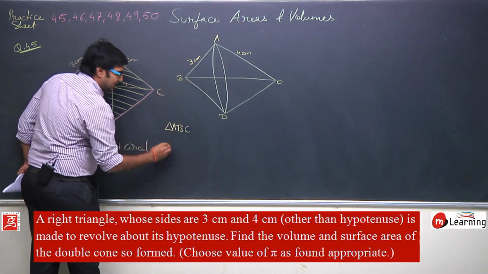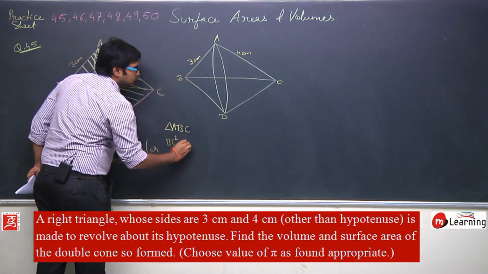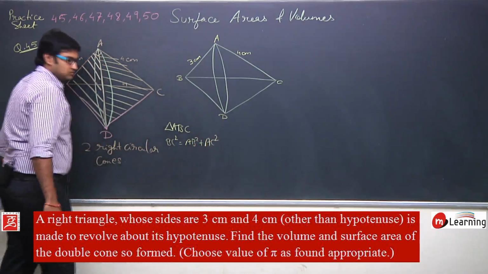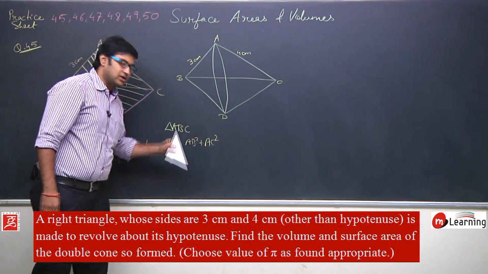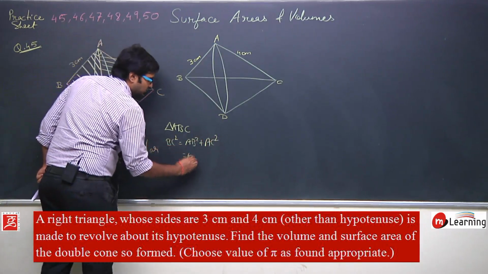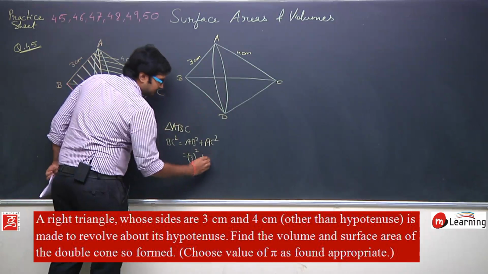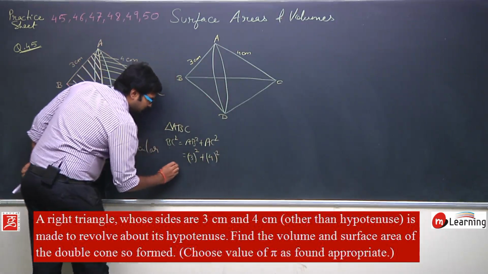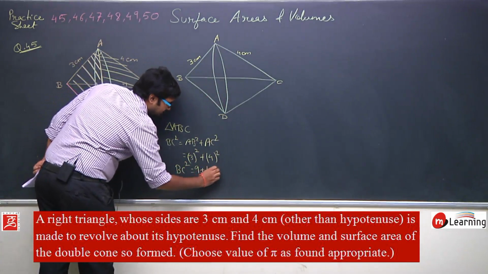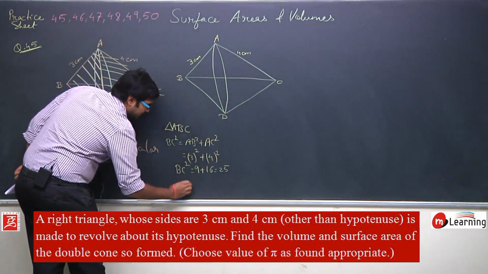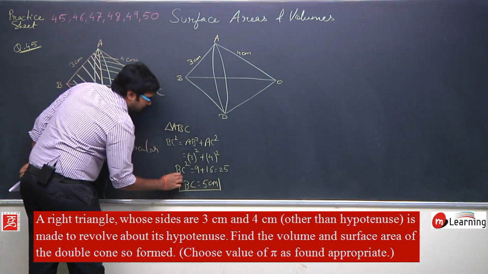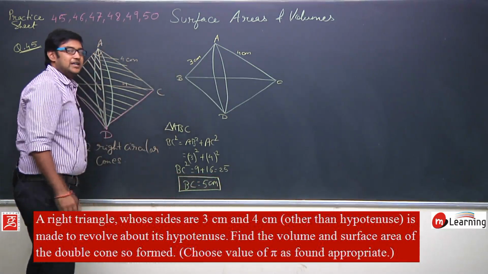in triangle ABC I can write that BC square is equals to AB square plus AC square. Okay, BC square is equals to AB square plus AC square. Pythagoras theorem, AB square means 3 का square और AC square means 4 का square. So BC square हो जाएगा 9 plus 16 मतलब कि 25. So BC का वैल्यू हमें मिलेगा 5 सेंटीमीटर्स. So hypotenuse हो गया 5 centimeters.